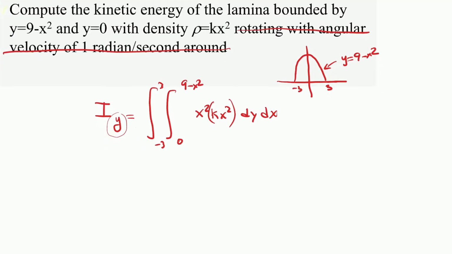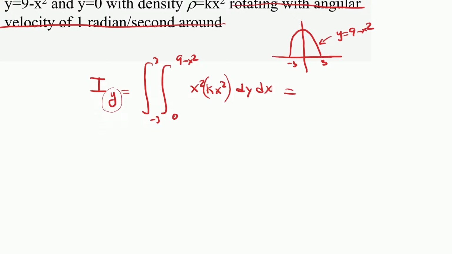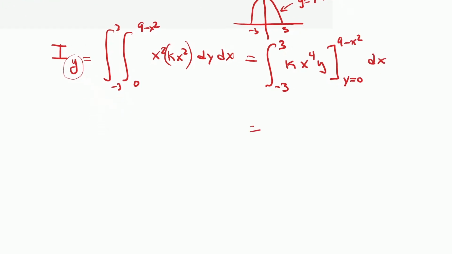So let's go ahead. We can compute this. This is not terrible. The next one is more terrible, which maybe I should do or maybe I shouldn't. But let's crank through this. This one's not bad. So you have kx to the 4th y, evaluated from y equals 0 to 9 minus x squared. So this really isn't hard. So this is the integral from -3 to 3 of k times 9x to the 4th minus x to the 6th.